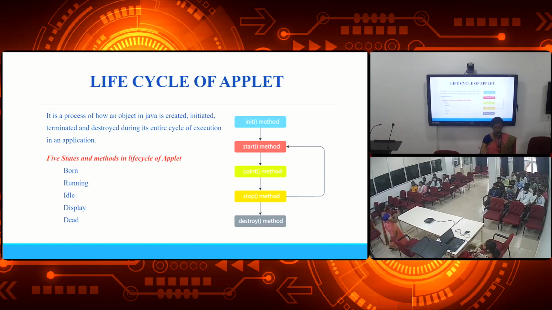Okay. How many states are there in between the newborn and the dead states? 3. What is the first one? Running. What is the next one? Idle. And the next one is display. Now let me test you. You have done so many programs. Now what is the method that is used to display an information in applet? No, in applet. No ma, the concept is applet.